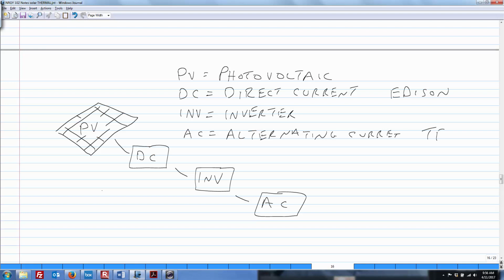This is Tesla. So it comes in DC, goes through the inverter, and then it's AC. So DC straight from the panels goes through the inverter, comes out as AC, and then we use it for useful energy. Electricity, of course.